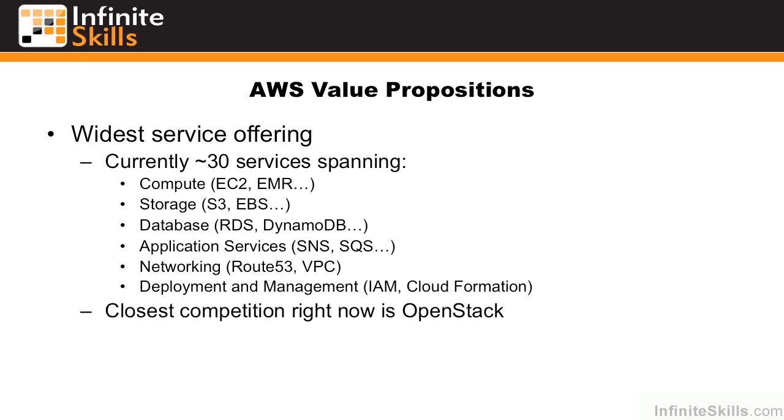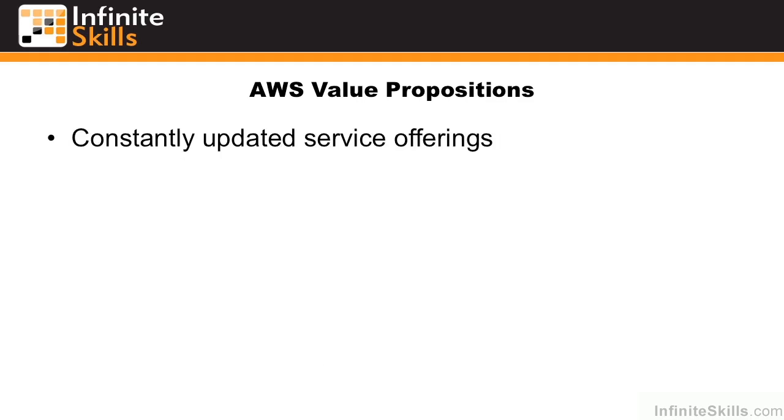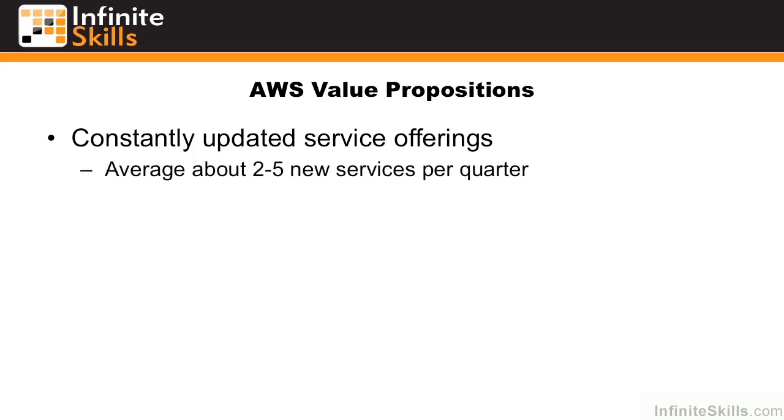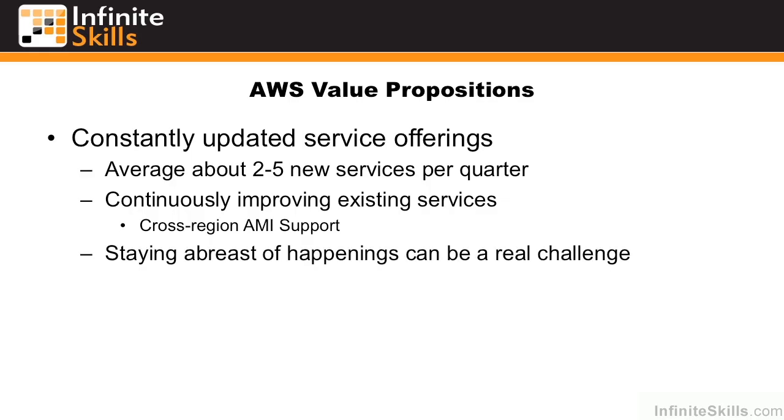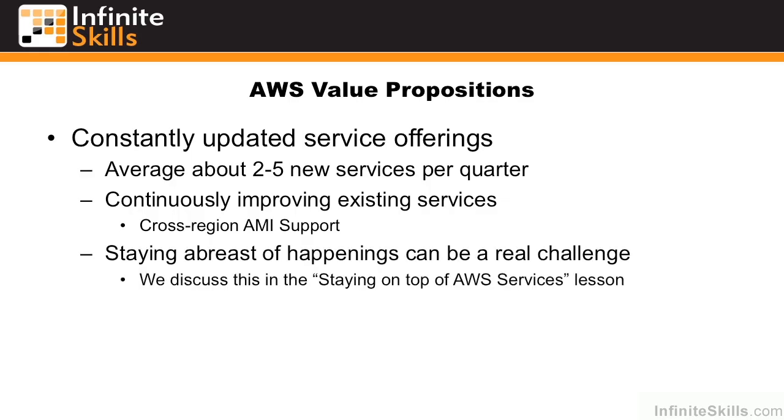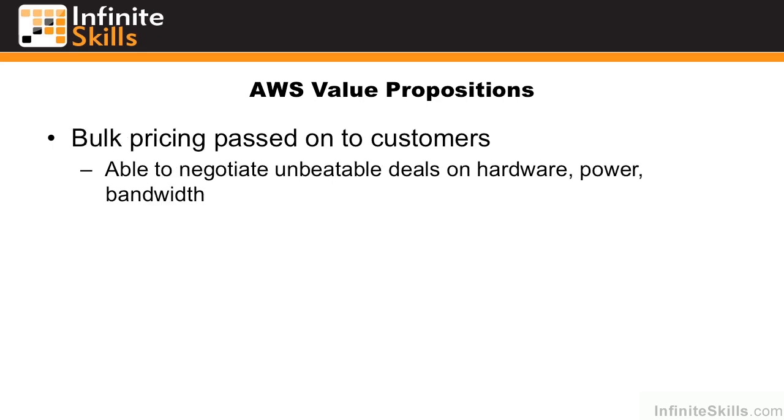The closest competition that AWS has right now is OpenStack, but they are way behind. They could catch up in 2 or 3 years, though, so be sure to watch OpenStack and the developments in that space. In addition to the 30 services that Amazon currently has, they're constantly rolling out new ones, with an average of about 2 to 5 new services per quarter. They're also continuously improving existing services, such as the recent cross-region AMI support. Staying abreast of these changes can be a real challenge, and we discuss this in the Staying on Top of AWS Services lessons in this course.